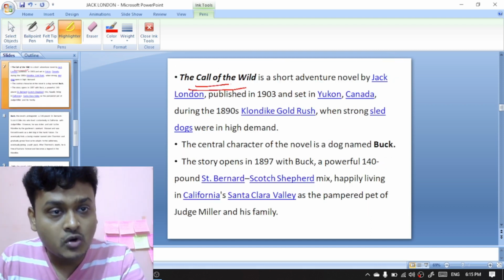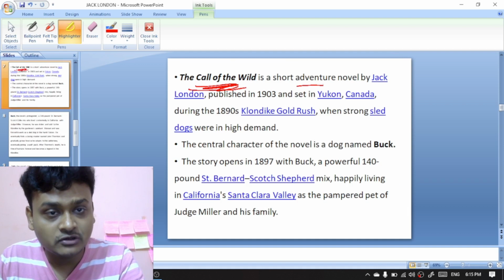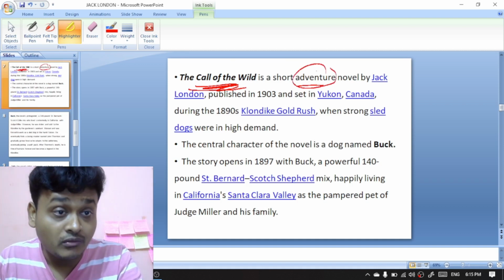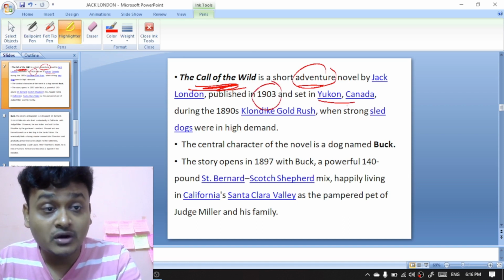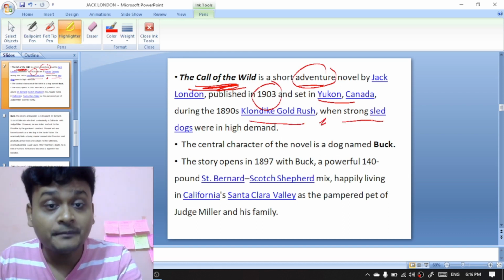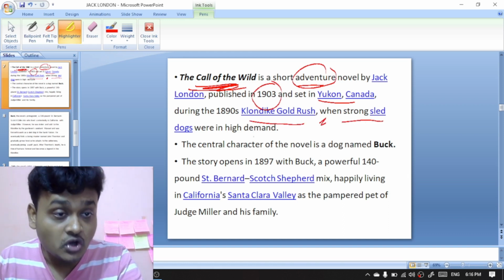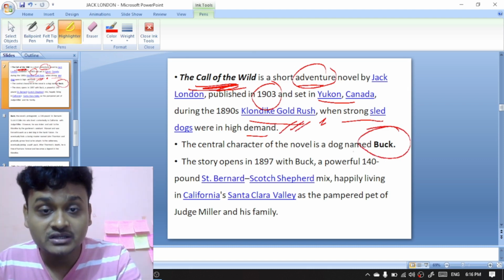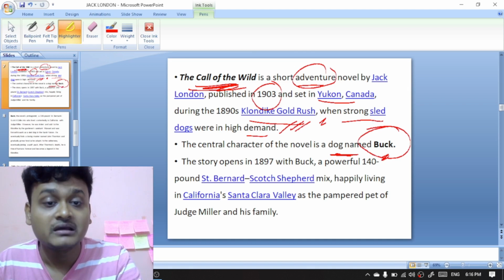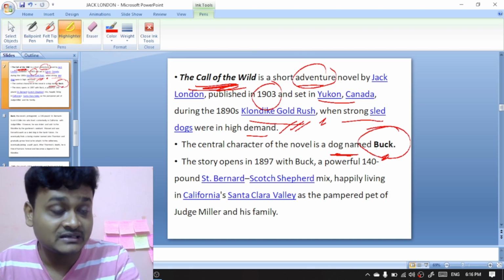The other one is The Call of the Wild, a short adventure novel. This famous novel was written by Jack London and published in 1903, set in Yukon, Canada during the 1890s Klondike Gold Rush, when strong sled dogs were in high demand. The central character is a dog called Buck. Buck is the central character of the novel, The Call of the Wild.